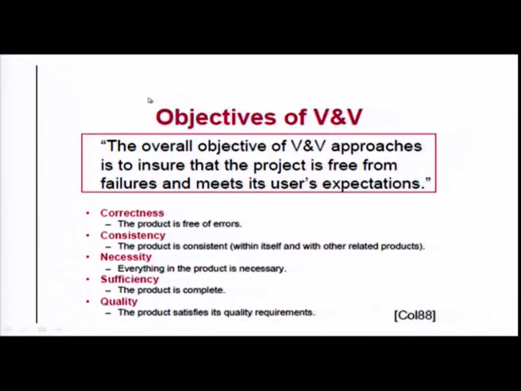Eventually, all this exercise of defining a goal model, a fault tree, an entity relationship, a mode class, table, whatever it is, will have to be cast in UML, and once it is cast in the UML, we have this objective coming in place. The overall objective of V&V approaches is to ensure that the project is free from failures and meets its user expectations.